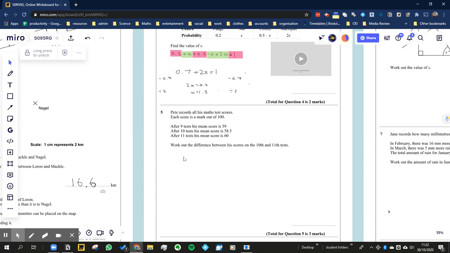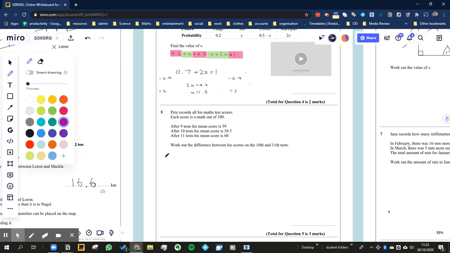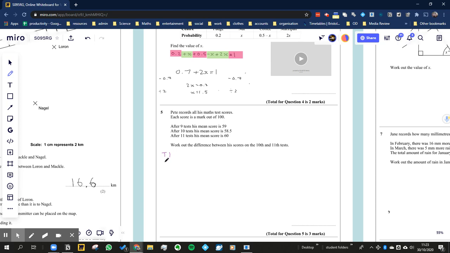So this is not the quickest way to do it, but just to make it really nice and clear, let's say we had test 1, test 2, test 3, test 4, test 5, test 6, test 7, test 8, and test 9. And each one of these T values represents the score of test 1, the score of test 2, the score of test 3, and so on.